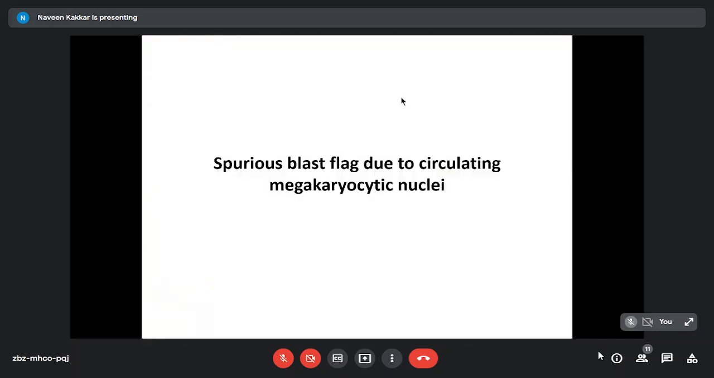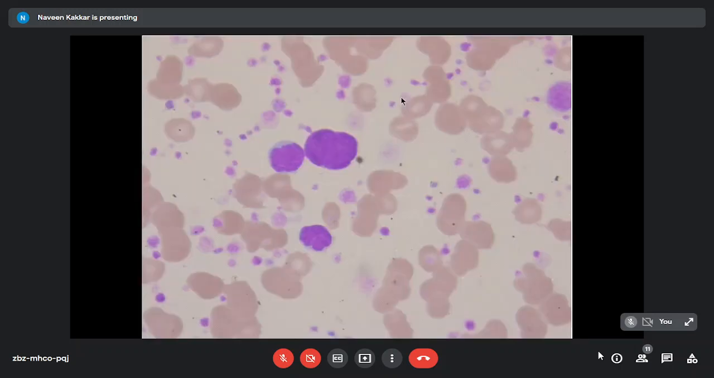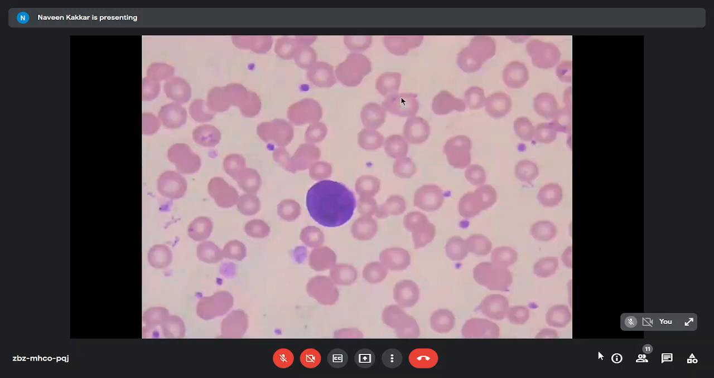These were actually circulating megakaryocytic nuclei. Myeloproliferative disorders, essential thrombocythemia, myelofibrosis, CML can all have this. This patient has an unusually high number, which was being counted or flagged as blasts.